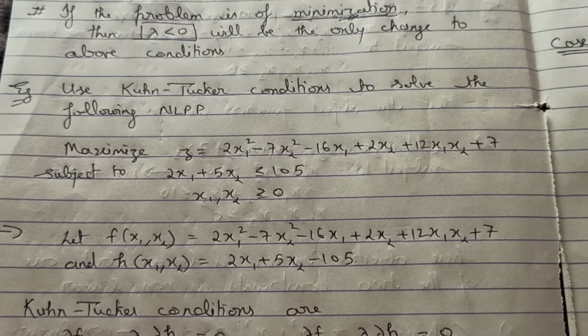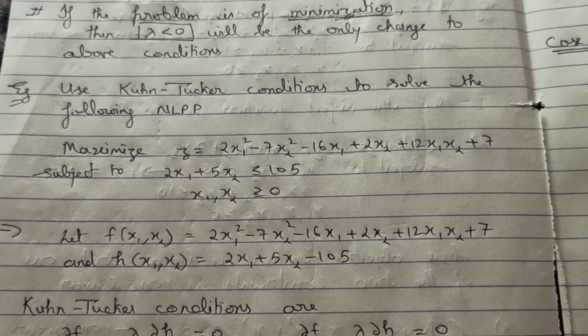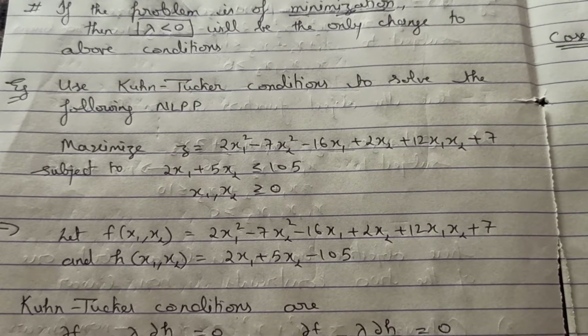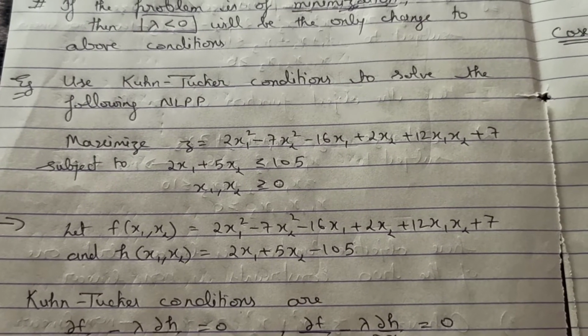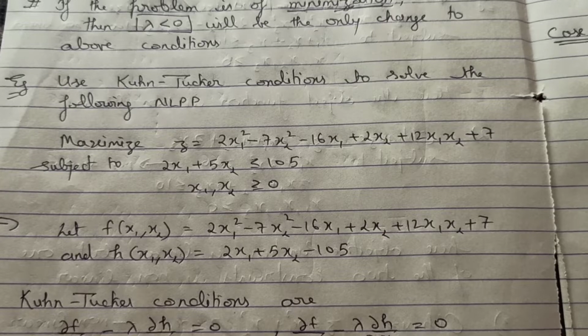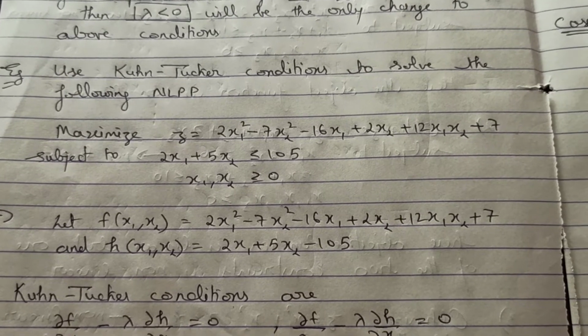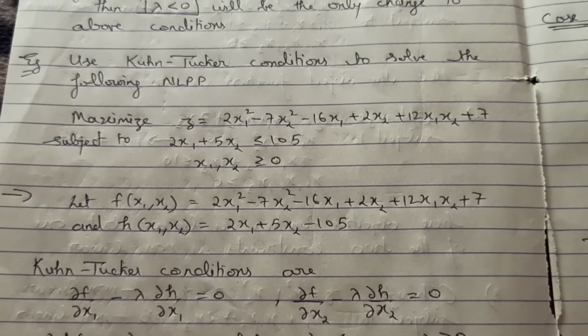So here we can see easily, this is a non-linear programming problem. The objective function z is not linear. The constraint is linear, but the objective function is not linear. So it is one of the types of non-linear programming problem. Now we'll see how to solve this problem.